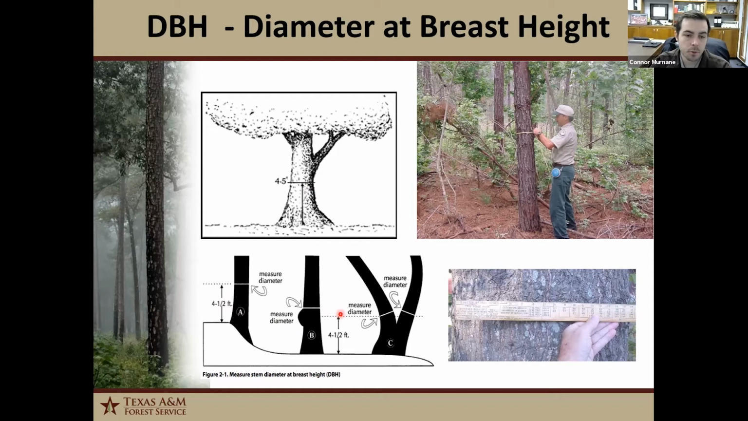If you have 2 different forking trees like this, you measure both of them and count them as 2 separate trees. Diameter at breast height can also be measured with a logging scale stick or a traditional yardstick. You just hold it up to the side of the tree on two different points, and then take your average of the diameter from there.